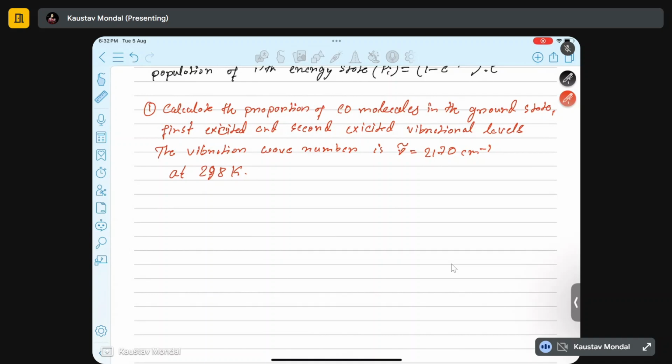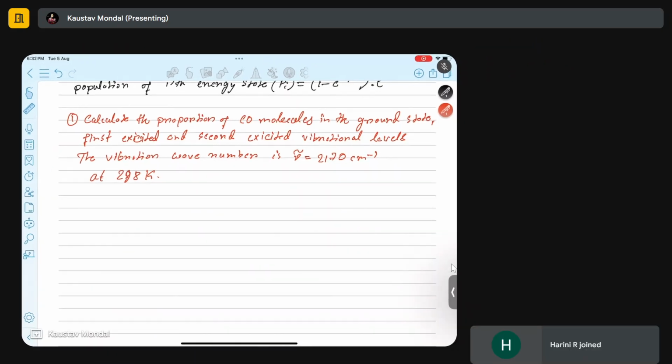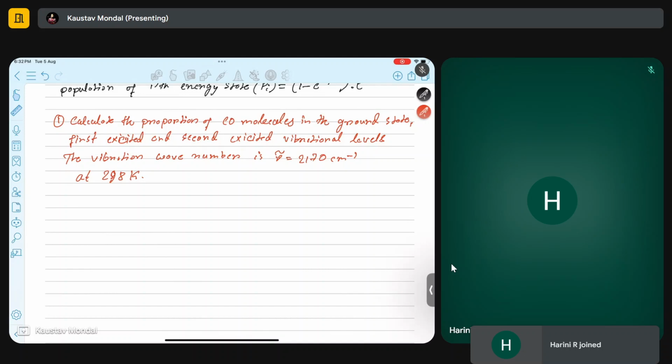Now if you increase the temperature furthermore, then the system will show different types of vibrational states. But here you can see the temperature is almost close to room temperature, okay? So that means the system doesn't show that many different vibrational levels, right? So anyway, that is a different thing.